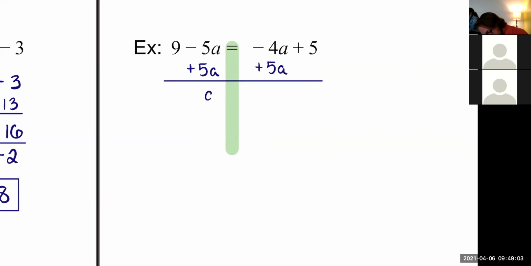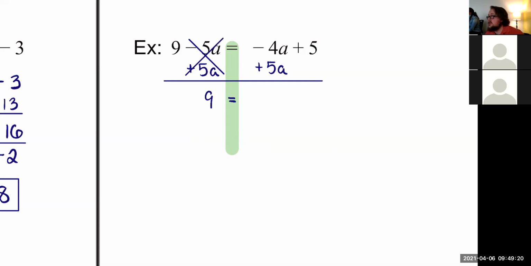So the 9 is going to drop down. The negative 5a plus 5a is 0. The equal sign drops down. Negative 4a plus 5a, I can make a decision here. What is negative 4 plus 5?